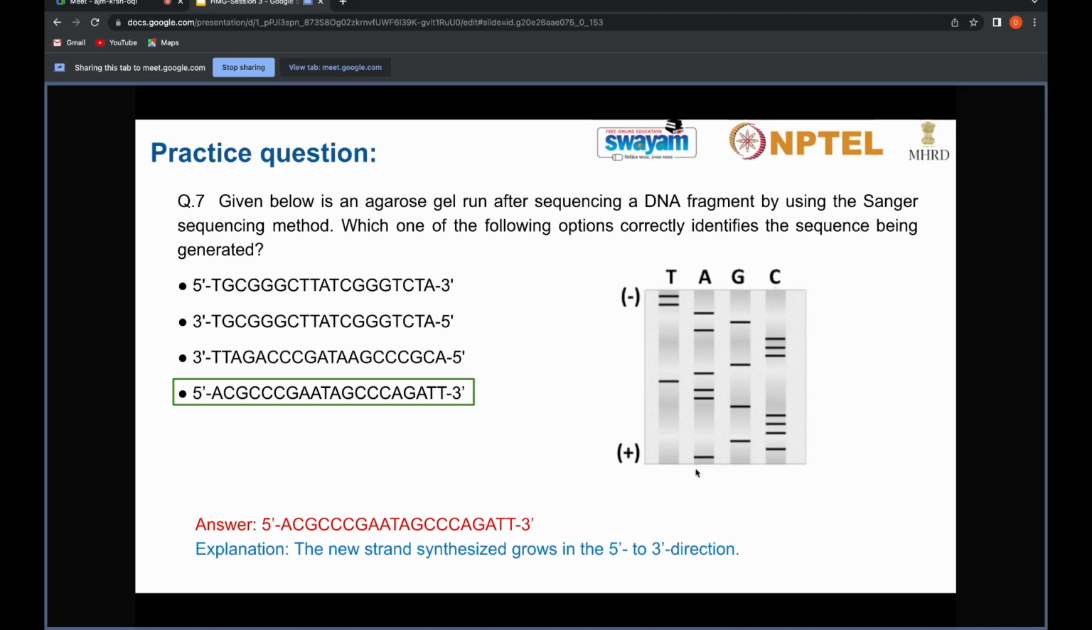Here you can see the A is the smallest fragment, so from A we start our sequence. First A, then C, then G, then again 3 C are present, then G, then 2 A, then T, then A, then again G, then 3 C, then A, G, A, T, T. In this way, option D is the correct answer to this question, and this is how you analyze the gel bands observed after electrophoresis.